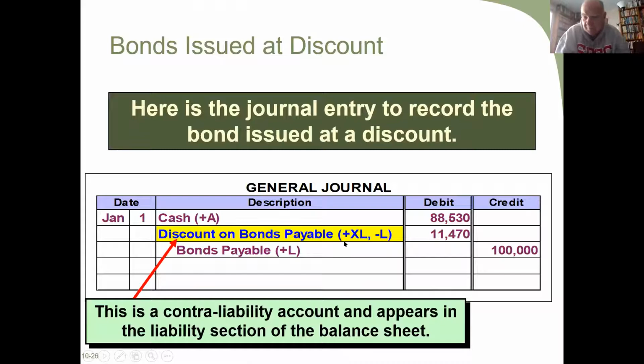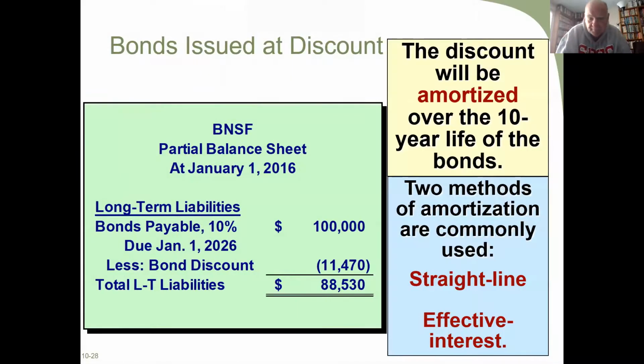No, it's a contra liability. The premium is the liability. Okay. So we have two methods of amortization. Straight line, which is not the best way to do it. It's not the most accurate. And effective interest. Effective interest is 100% GAAP.